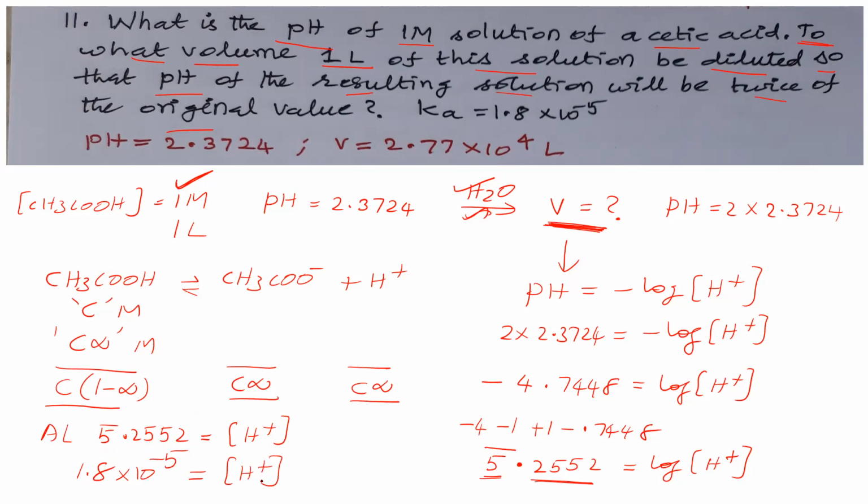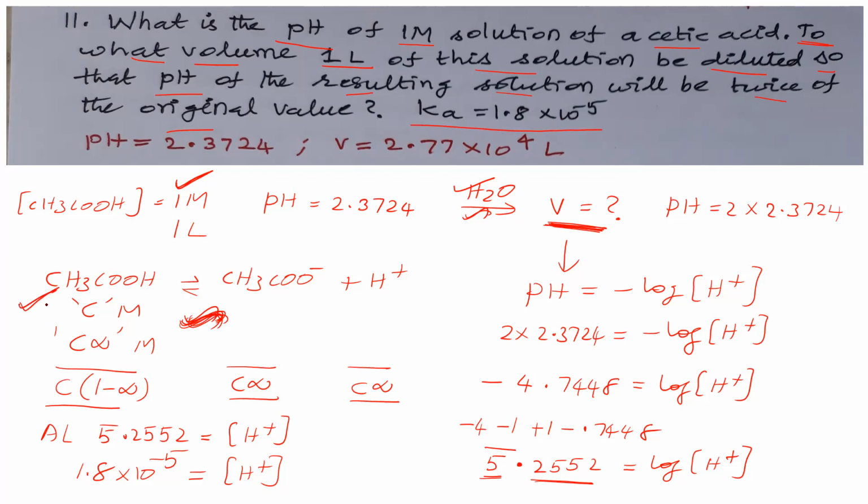So we have got the concentration of H plus. Now we will take this equilibrium. For this equilibrium, we know the equilibrium constant, that is Ka. Using this equilibrium constant, how do we find this C value? That we will see.